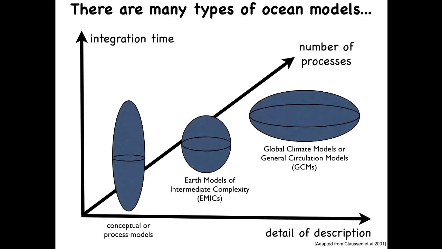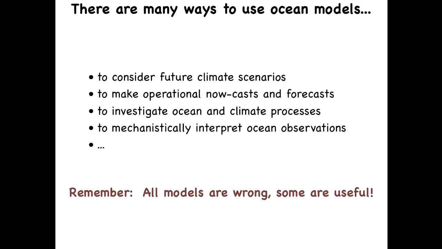Okay, so what that means is that models are constructed differently for different purposes, okay? So you can set up a hierarchy of models, and there's some models that are conceptual or process models that don't have a lot of detail. They might focus on one particular thing. You have right up to global climate models, which are kitchen sink models, and they try and integrate everything all together, and you have everything in between. And the point of this diagram is that you can vary in the details, you can vary in the number of processes you're representing, and you can vary in how long you're going to run the model for. And depending on the questions you're asking, you'll be in a different space in that three-dimensional parameter space.